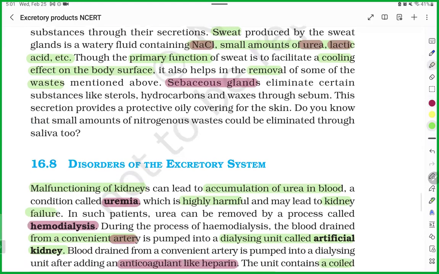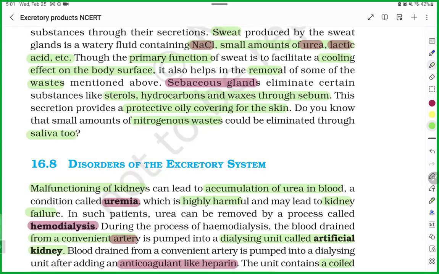So the sebaceous gland removes steroid wax through sebum, right? Steroid wax through the sebum, the sebaceous gland wax. Why is it present? To protect our skin with an oil covering, correct? So oily skin is because of the sebaceous gland. And a small amount of nitrogenous waste is also removed with the help of saliva.